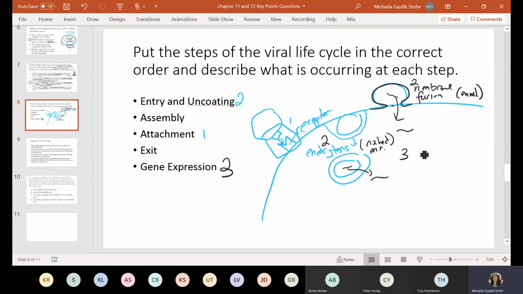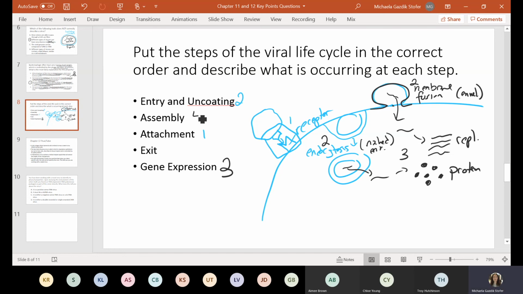Okay. So our next step is where we're going to take these genomes. We're going to make lots of copies of the genome itself, so we're going to replicate the genome. We're also going to make a whole lot of viral proteins, through transcription and translation. And that's called gene expression. Remember, this is a little bit different between RNA viruses and DNA viruses, and we'll look at that in the next couple slides.